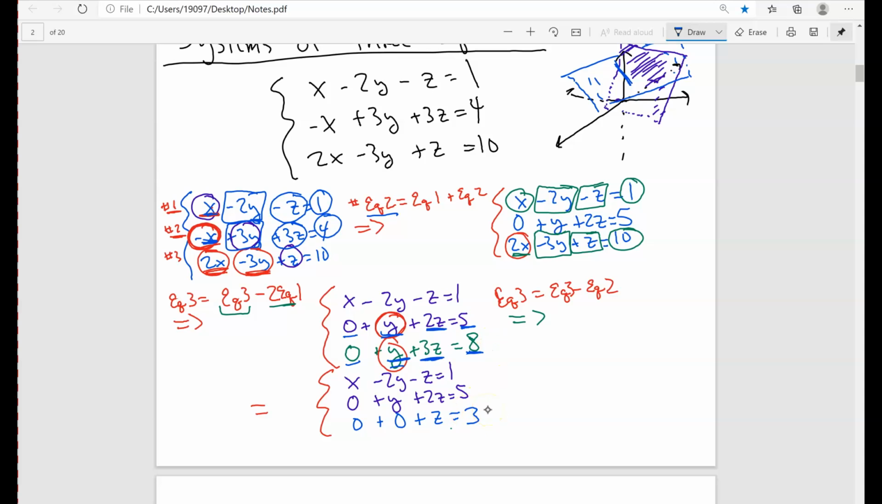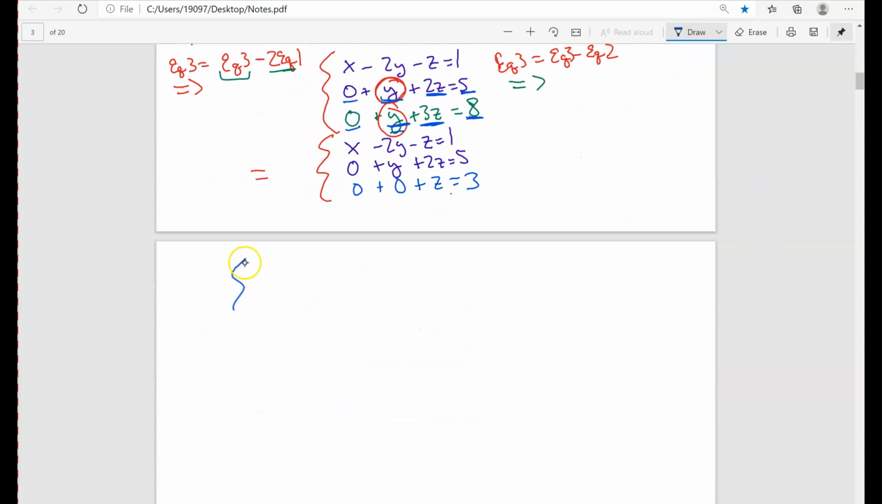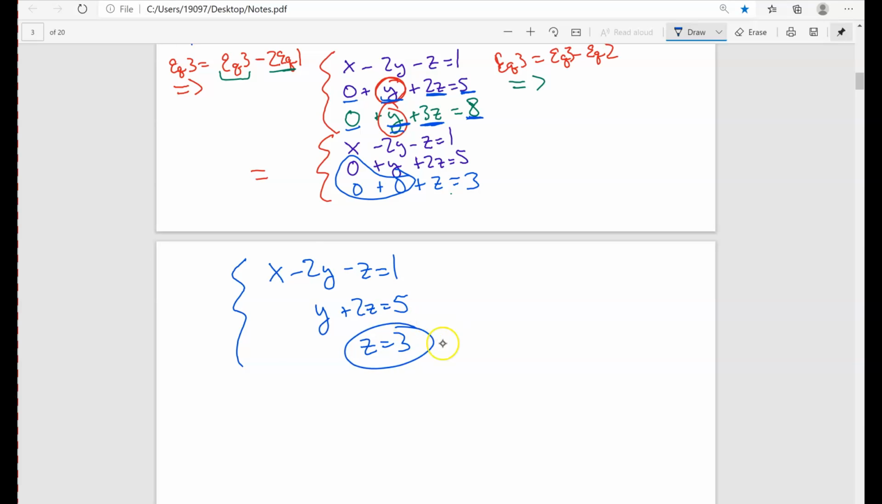Okay, cool. All right, so now what exactly did I do? Well, now I have a new system. So x minus 2y minus z equals 1. Let me erase these zeros. Then I'm going to have y plus 2z equals 5. And then I have z equals 3. So the whole process of this, what I ended up doing was that I made these zeros, and then I can now substitute. So now z equals 3, we already know that that's the answer.